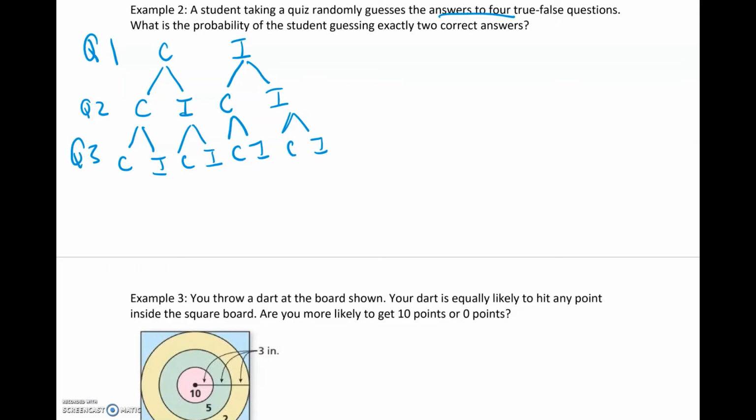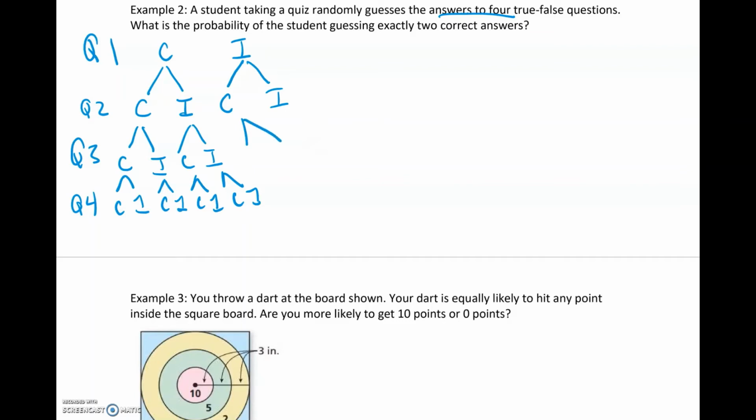I'm going to add one more question on here because we have 4 questions. And again, underneath each of these, I'm going to add in another correct or incorrect. So that's how the tree diagram works. And while I just finish writing all this down, I've written everything kind of squished together, so let me maybe clean this up a bit. But you can listen to me talk while I'm doing that.